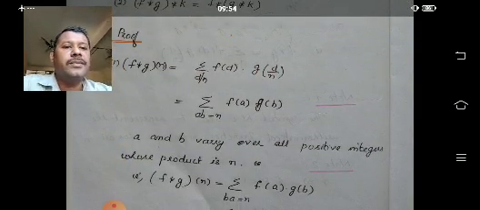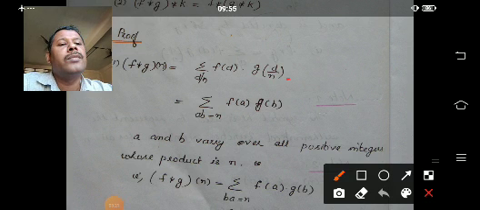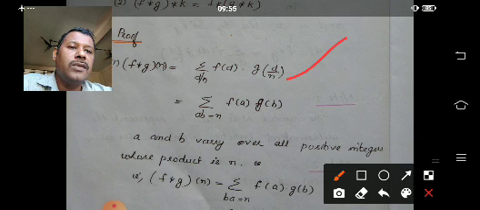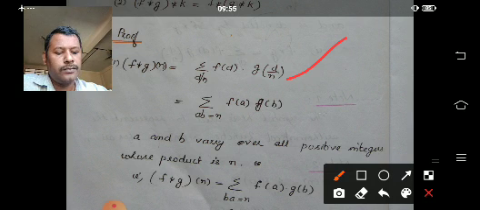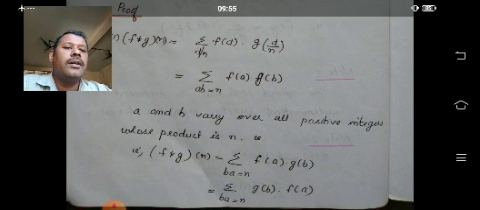First, f star g. We know that (f star g)(n) equals the summation over d dividing n of f(d) g(n/d). Okay, we choose ab equal to n, then the above equation becomes the summation over ab equal to n of f(a) g(b), where a and b vary over all positive integers whose product is n.